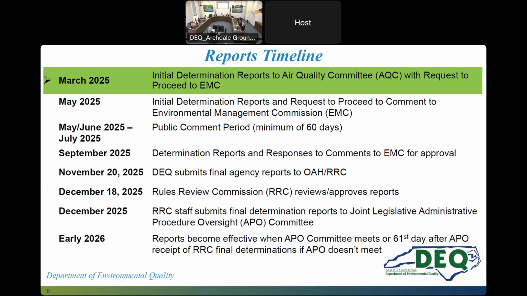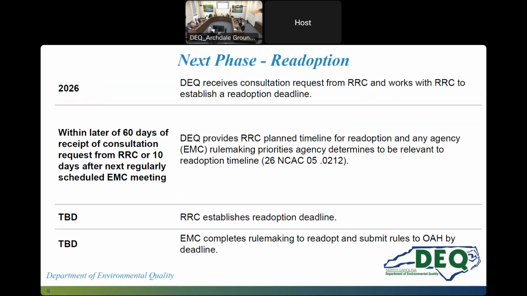And then back in early 2026, we would anticipate reports having been reviewed by APO and the final reports actually becoming effective. And then we would move on to the next phase of readoption in 2026, where we consult or receive consultation requests from the Rules Review Commission and work with them to establish a readoption deadline for all of the rules. We're now required, unlike the first round, to provide a timeline, which you're familiar with, for readoption by the EMC.